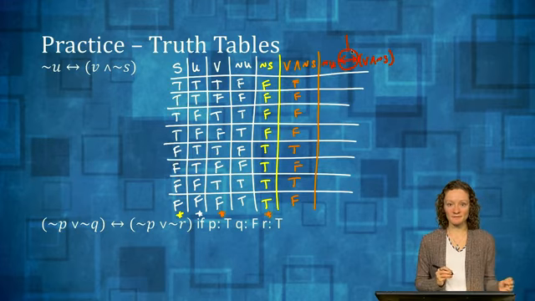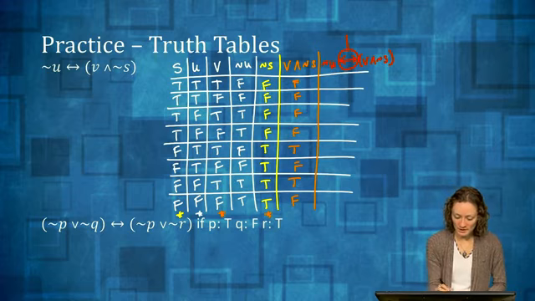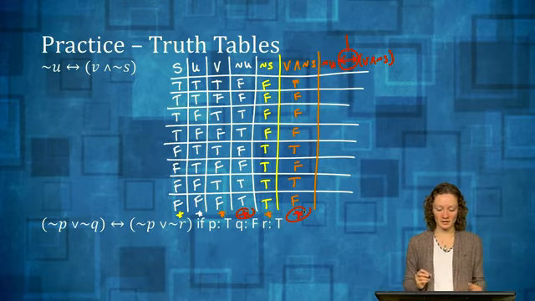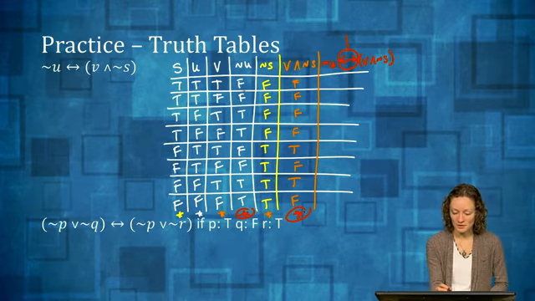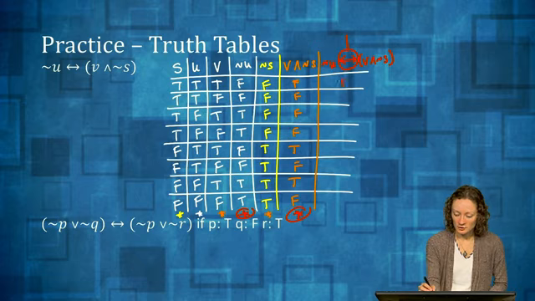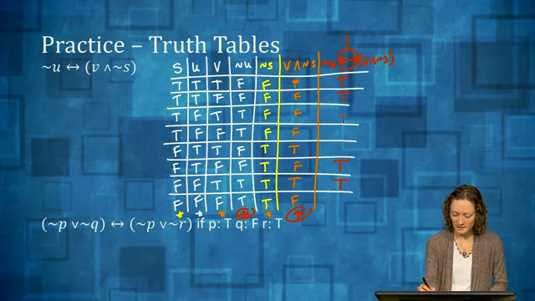Remember, our summary is that it's true if they're the same. So we're focused on negation U and V and negation S. The order doesn't matter here. We just are looking for the same to get true. So the first one, false, false is true, false, false is true, different, different, different, the same, and different.